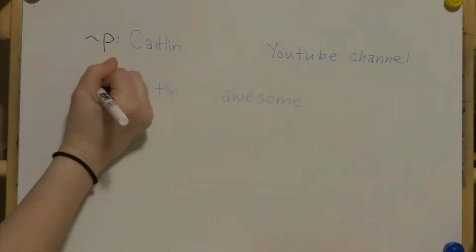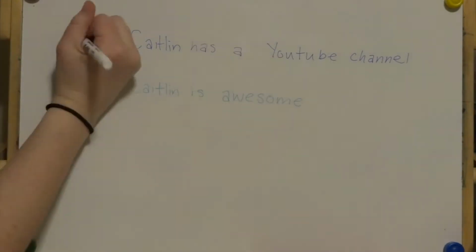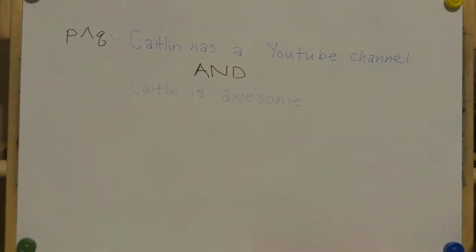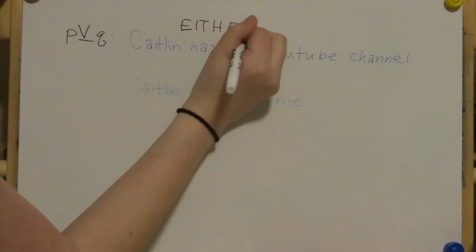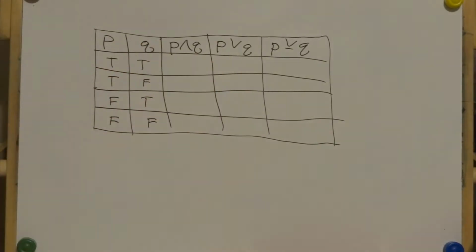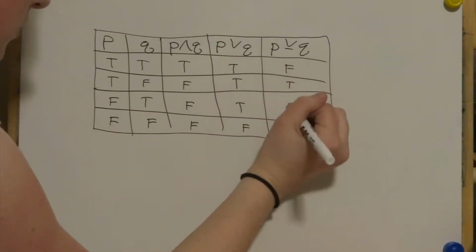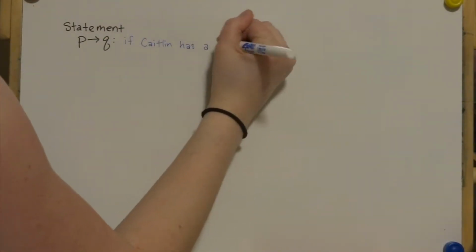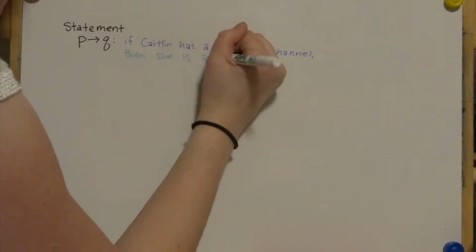Then you can use negations and connectives to analyze related truth values, and that's done by making a truth table. One of these connectives is a conditional statement or an if-then statement. A conditional statement has a converse, an inverse, and a contrapositive.